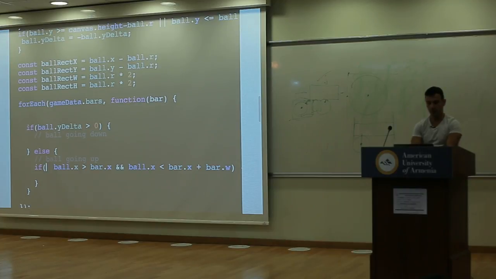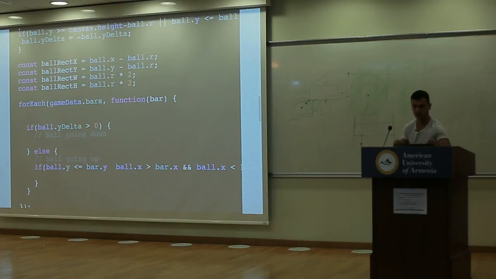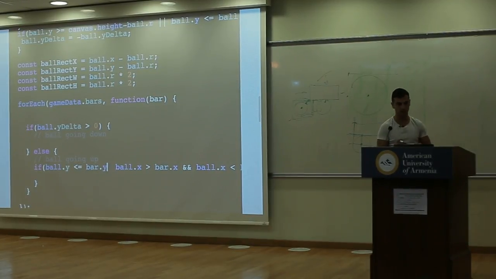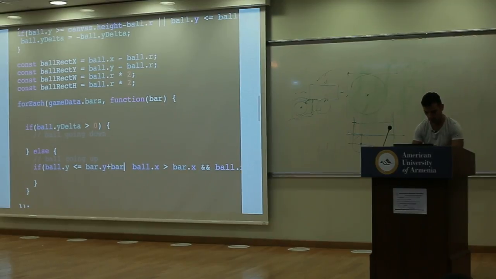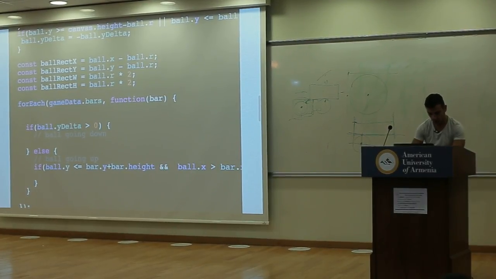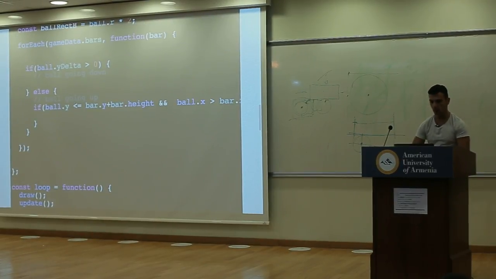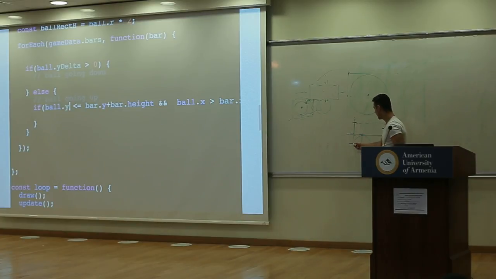So if the ball dot y is, we could even say less than or equal to bar dot y. Remember, this is the y. This is bar y, right? We need to add the height to bar y to get this. So let's do that. Bar y plus height. Okay, but we're missing something. We're comparing this to this. We need to be comparing this minus radius.